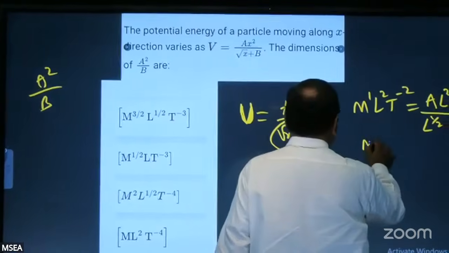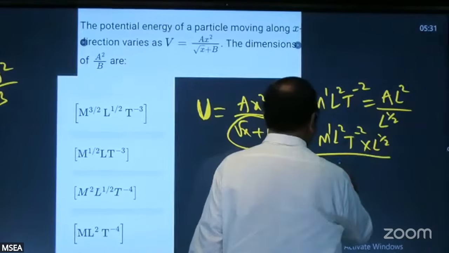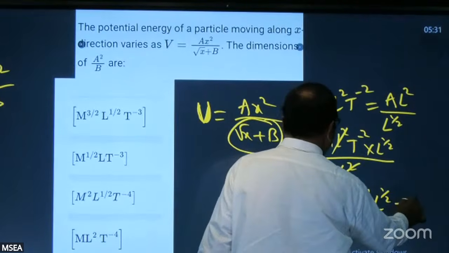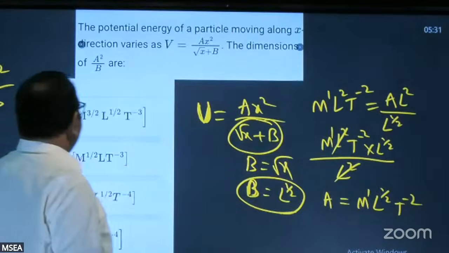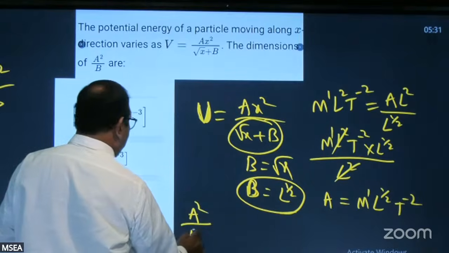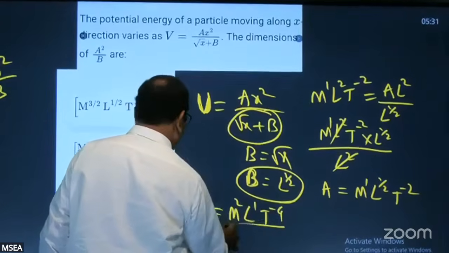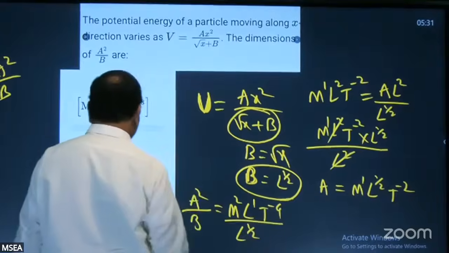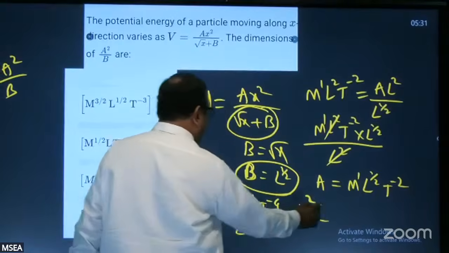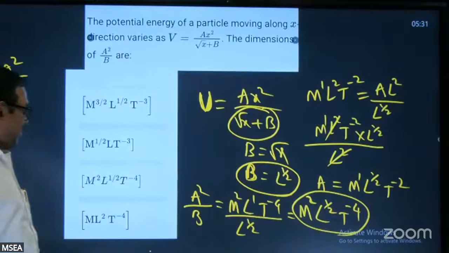Then we have M¹L²T⁻² into L^(1/2) by L², so a is equal to M¹L^(1/2)T⁻². Now, what about a²/b? a²/b is nothing but M²L¹T⁻⁴ by b, and b is L^(1/2). Then taking it into the numerator, M², L^(1 − 1/2), which is 1/2, and T⁻⁴. That should be the answer. Yes, it's the third option.